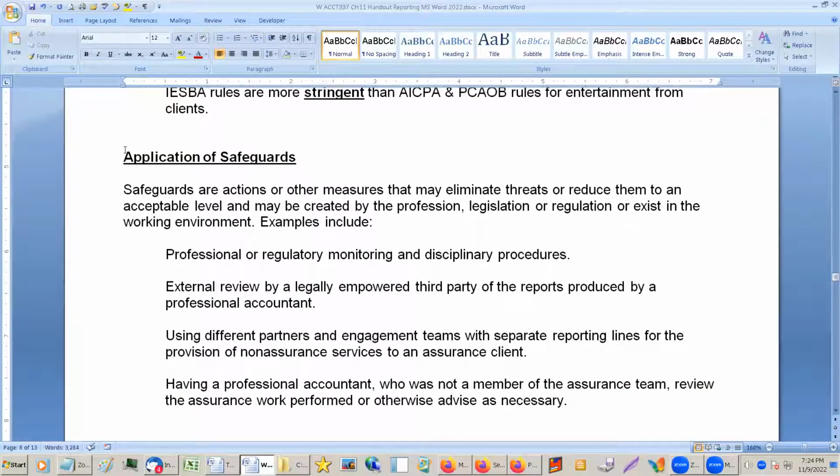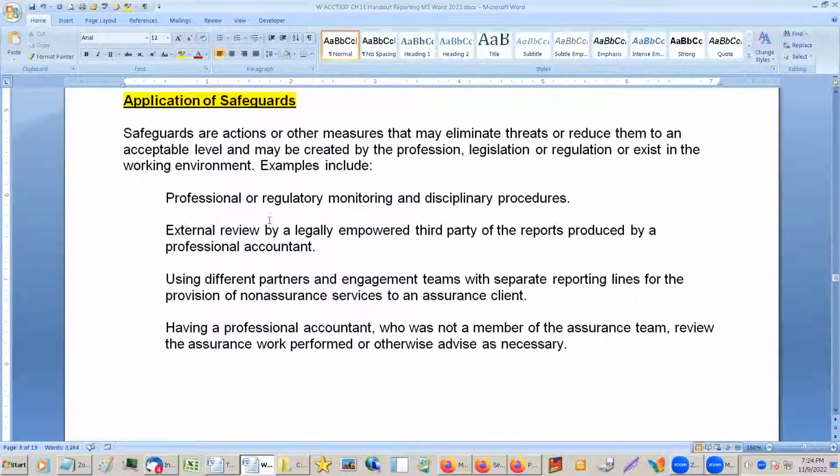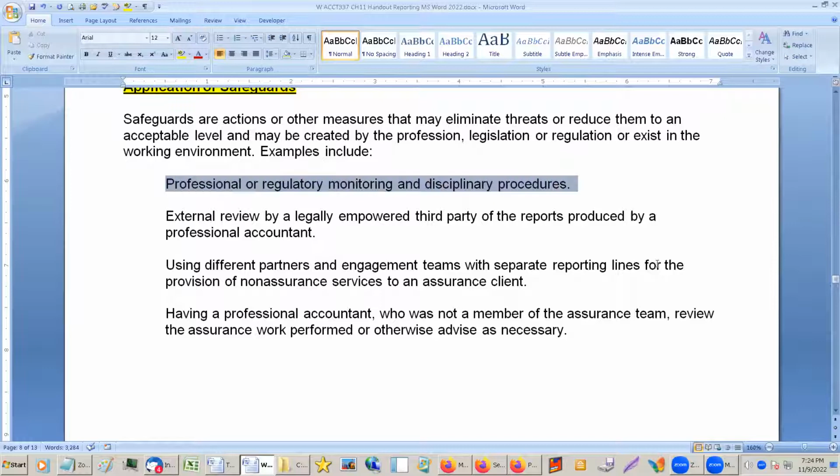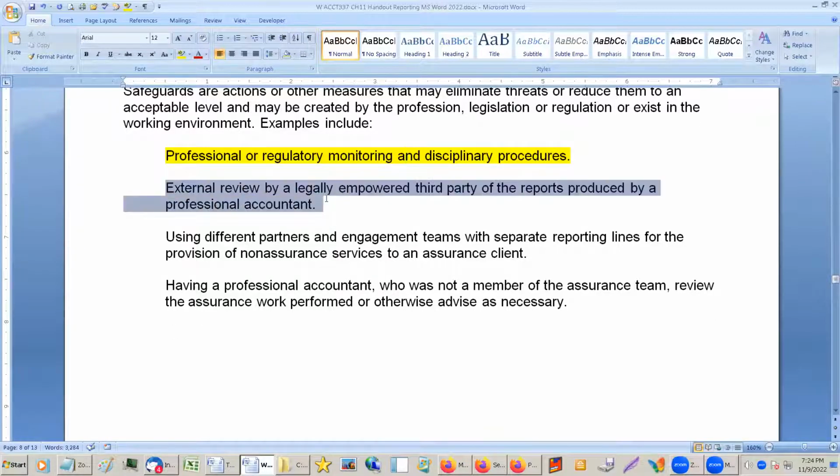Okay, so far we've seen a lot of these applications of safeguards, and here are some examples of them. Professional regulatory monitoring and disciplinary, external review. So have somebody else come in and look at it.